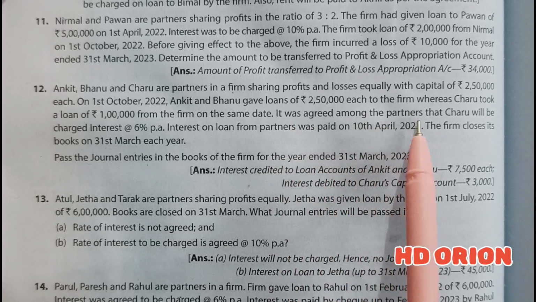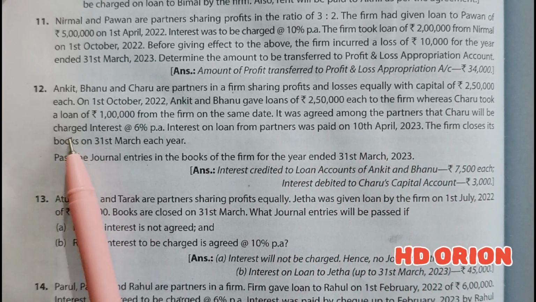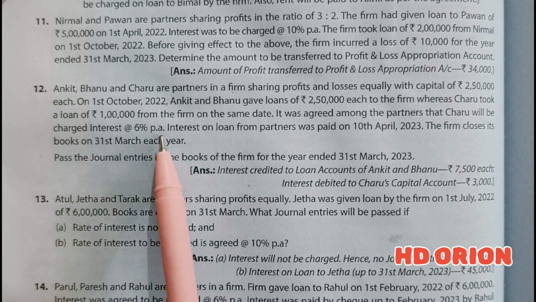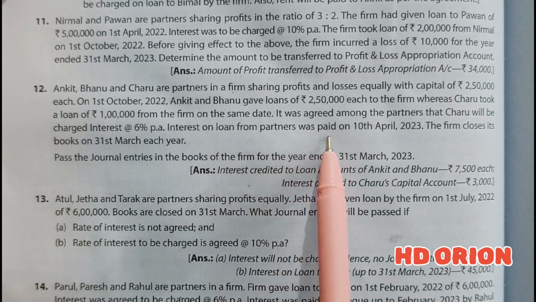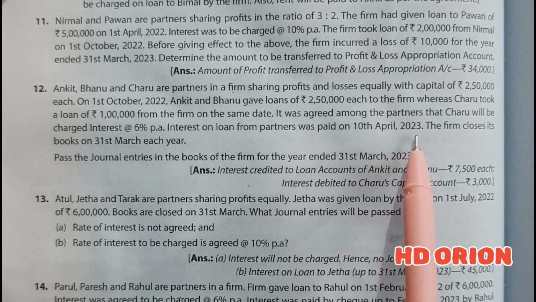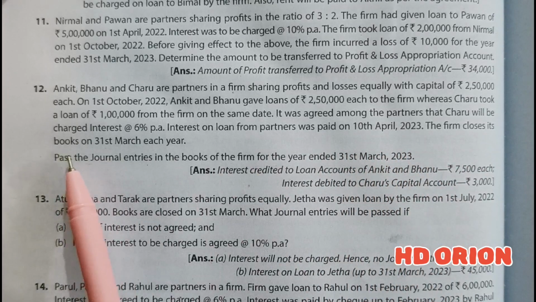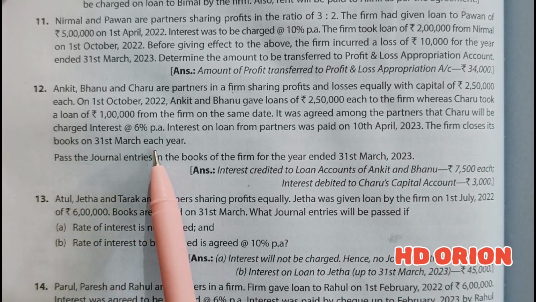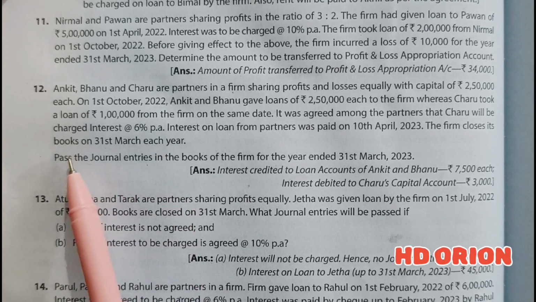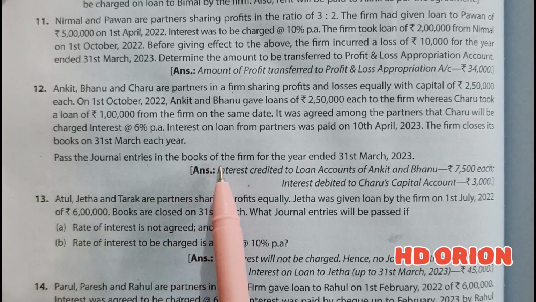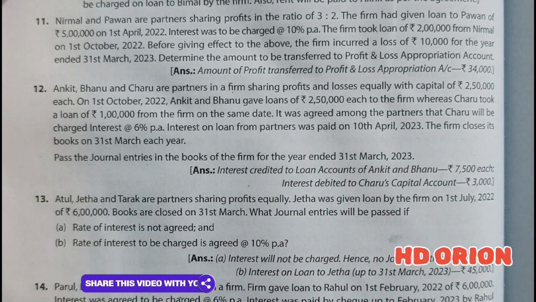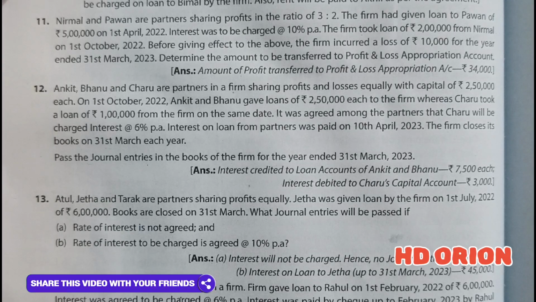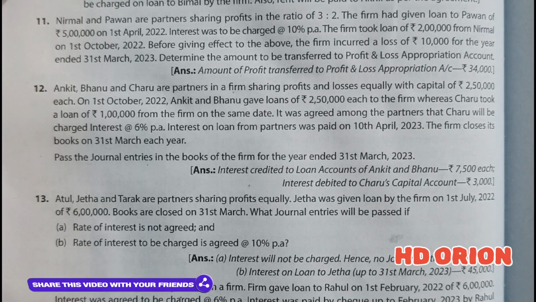It was agreed among the partners that Charu will be charged interest at the rate of 6% per annum. Interest on loan from partners was paid on 10th April 2023. The firm closes its books on 31st March every year. Pass the journal entries in the books of the firm for the year ended 31st March 2023. So let us see the journal entries and calculations for this question.